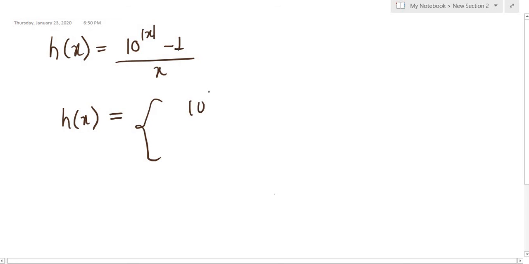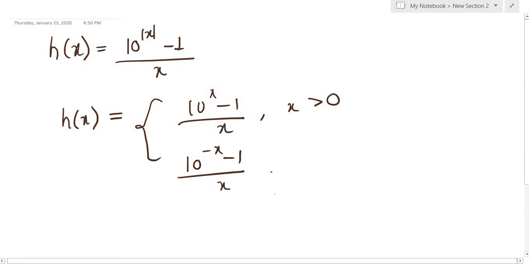So we'll have 10 raised to x minus 1 all over x when x is greater than 0, and 10 raised to minus x minus 1 all over x when x is less than 0. Now surprisingly, when you substitute x as 0 over here, 10 raised to 0 is 1. 1 minus 1, 0, then 0 by 0 is undefined.